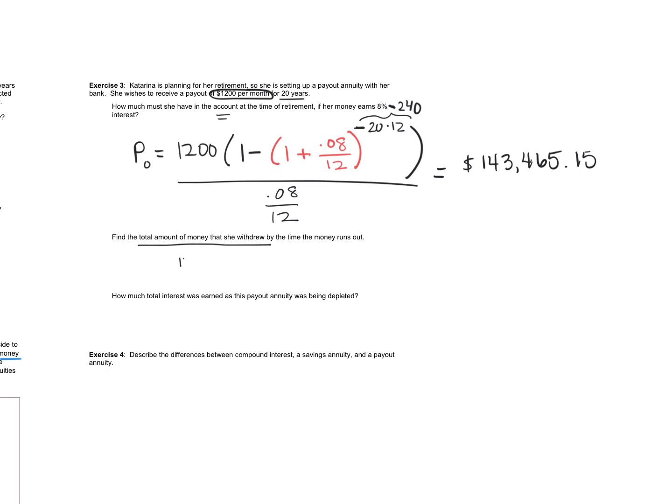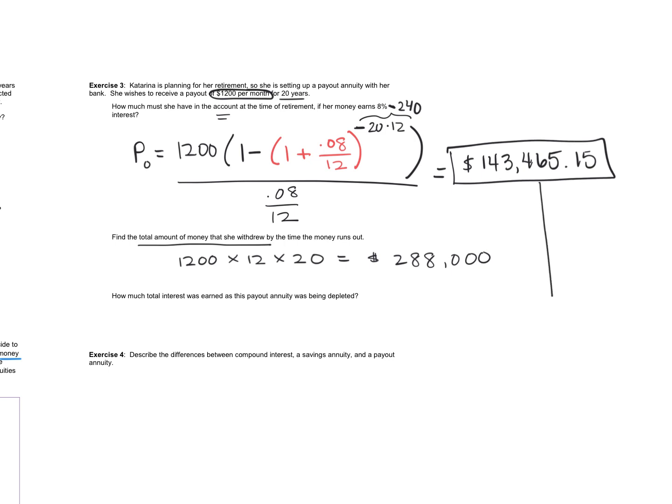And so if we want to find the total amount of money that she withdrew by the time that money ran out, well, she was receiving $1,200 a month, and she wants to do that for 20 years. So if we multiply that out, it ends up being $288,000. So that's how much money that she actually was able to receive. But notice that it started out at only that amount. That's because as she took out $1,200, yes, the balance would go down, but it was still earning that interest.